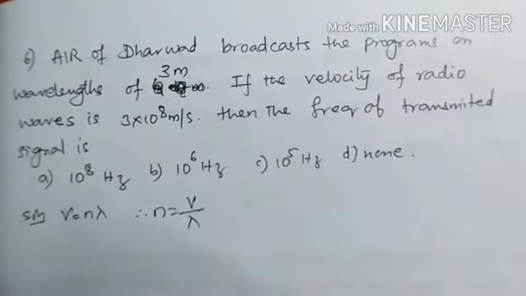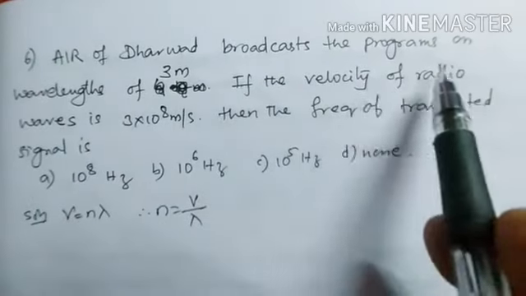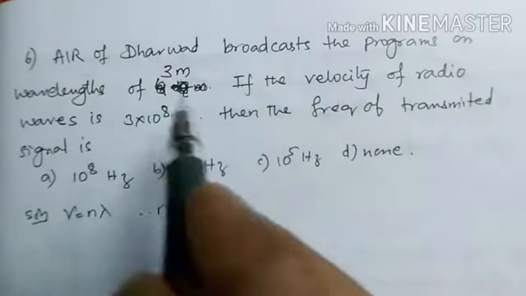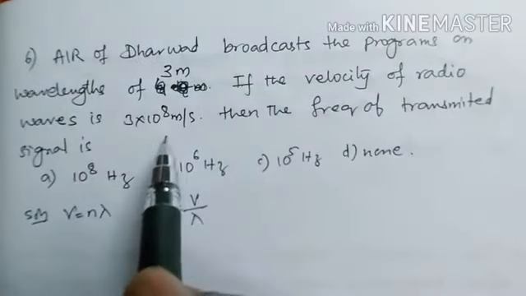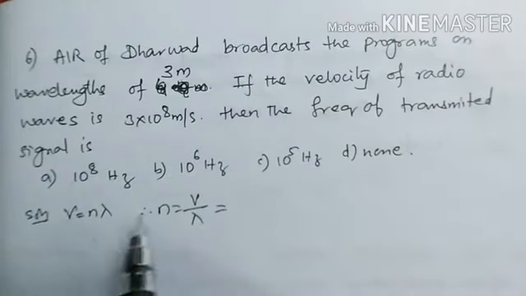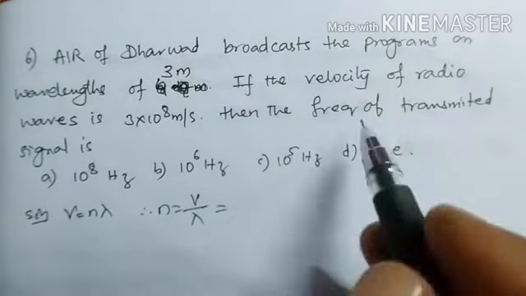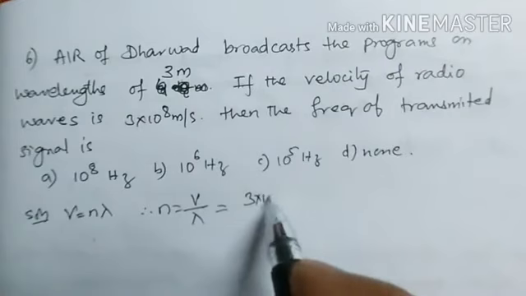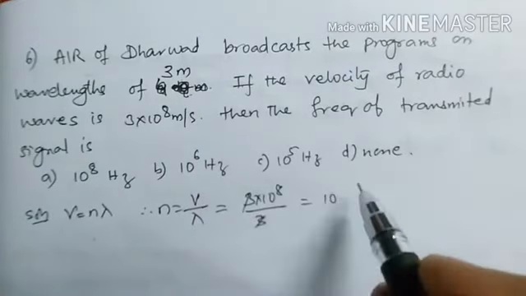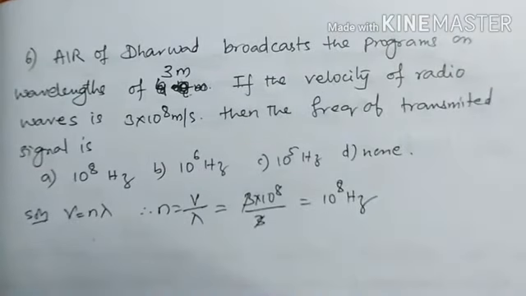Now this is a little bit easy problem. All India Radio AIR of Dharwad broadcasts the programs. Wavelength is given as 3 meters. So this is lambda. The velocity is given as 3 into 10 raised to 8. Then frequency is asked. Directly V is equal to n lambda, n is equal to V by lambda. So 3 into 10 raised to 8 divided by 3 meters, very clearly it will be 10 raised to 8. Frequency means the unit is hertz.